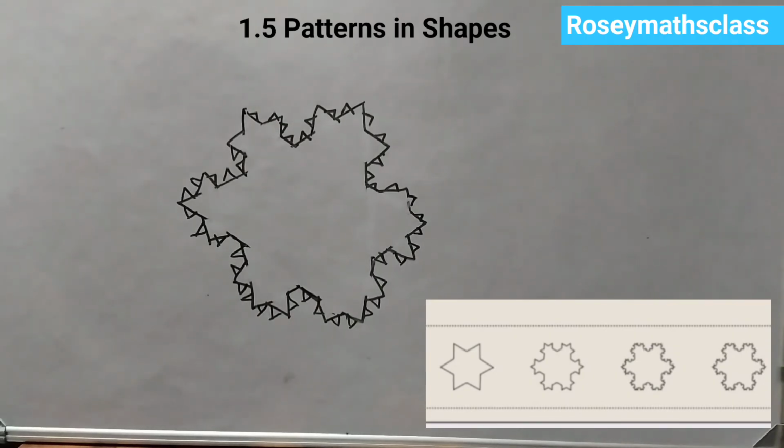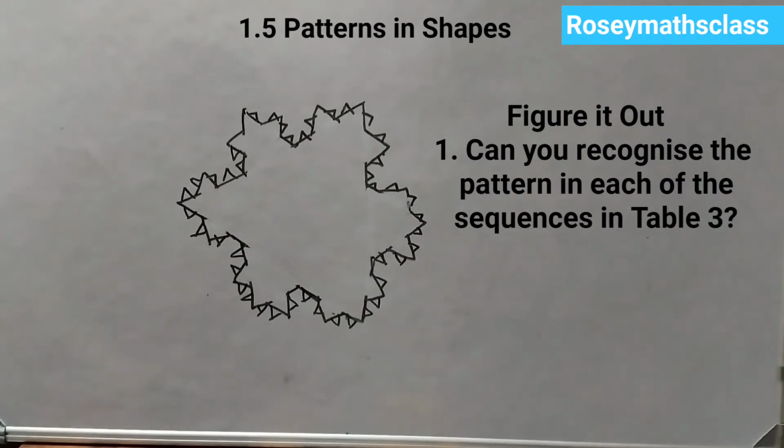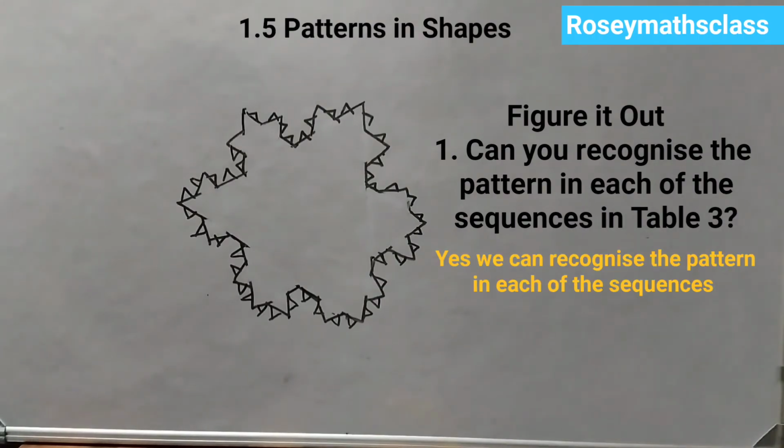After this, there are two questions given and figure it out. Can you recognize the patterns in each of the sequence in table 3? Yes, we can recognize the pattern. The first one is regular polygons. Second is complete graphs. Third, stacked squares. Fourth is stacked triangles. And the last one is Koch Snowflake. One more question is given, question number 2, that we will be solving in the notebook in the next video.